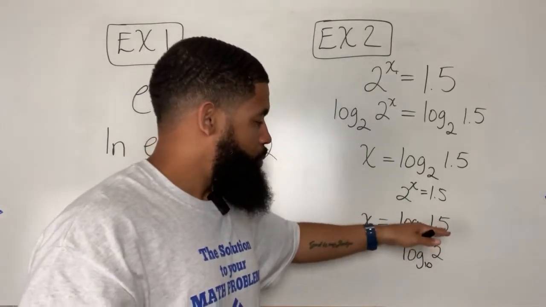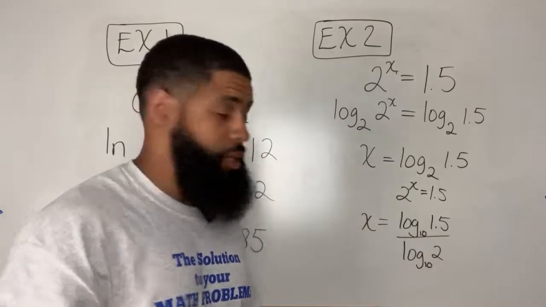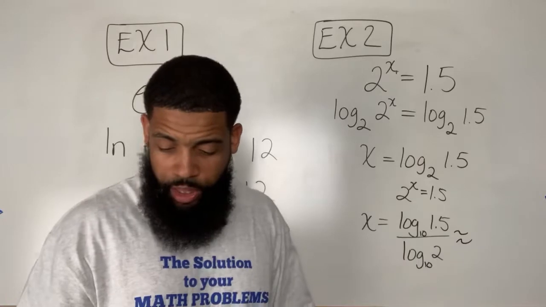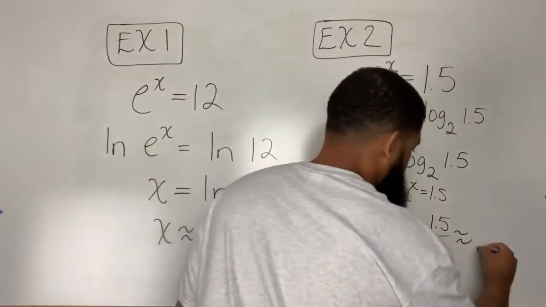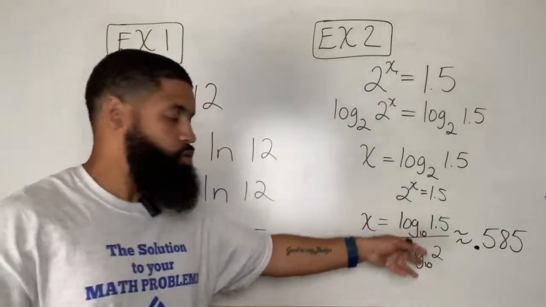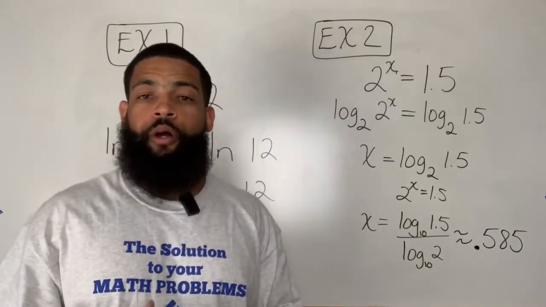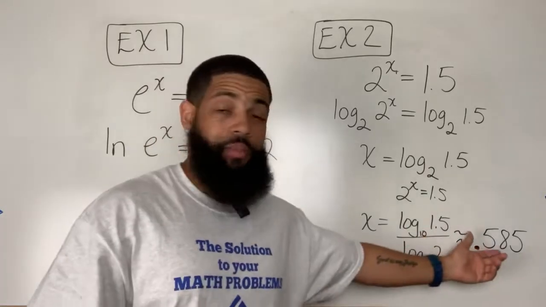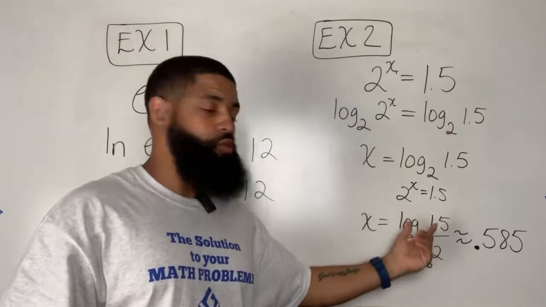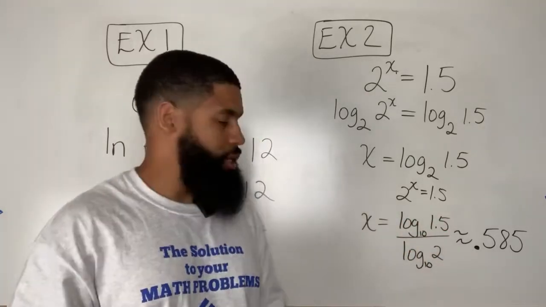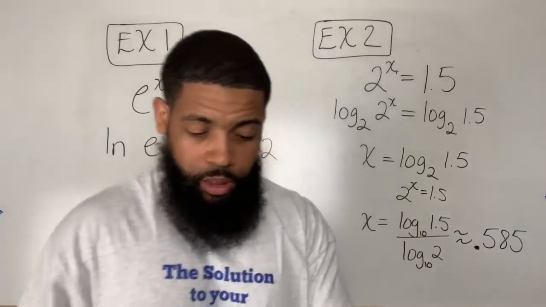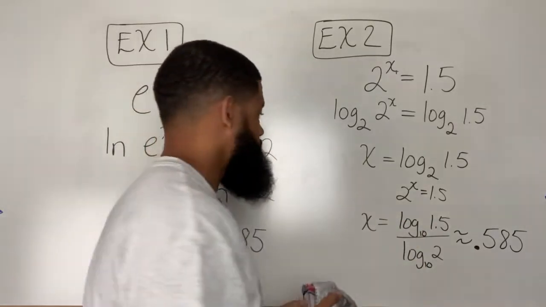So log base 10 of 1.5 divided by log base 10 of 2. Once again, these values come straight from the calculator. It is approximately 0.585. And I leave it in this form because when you are approximating, you're going to get the best estimation by keeping it like this. I could actually calculate what the log of 1.5 is and the log of 2 is, but it's best if I put it in the calculator just like this with the proper notation to get the best approximation. Okay?